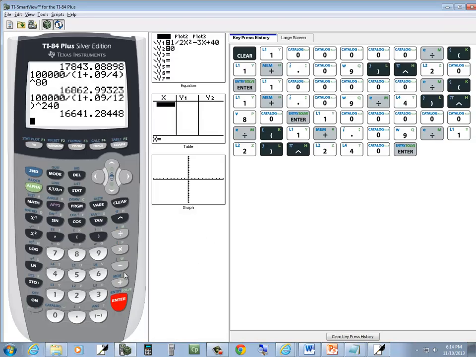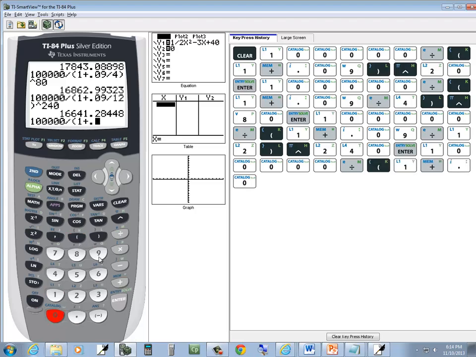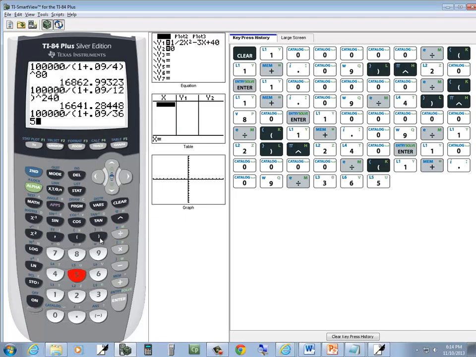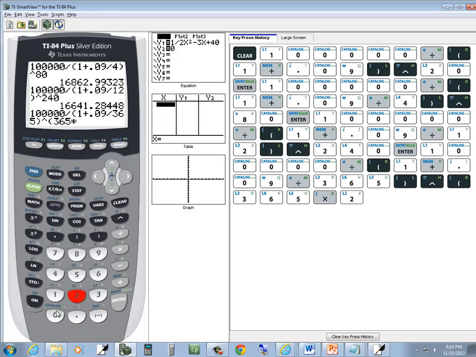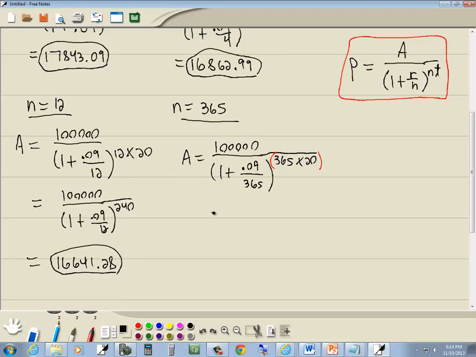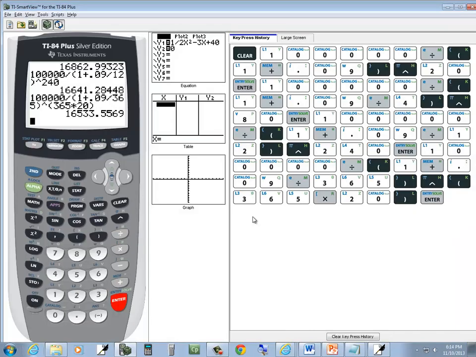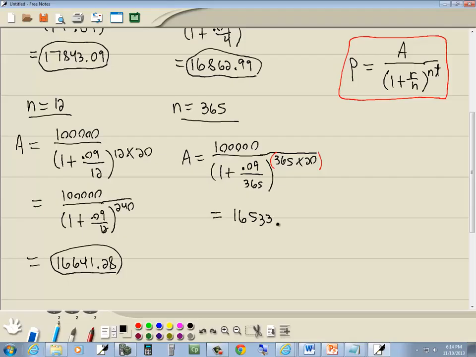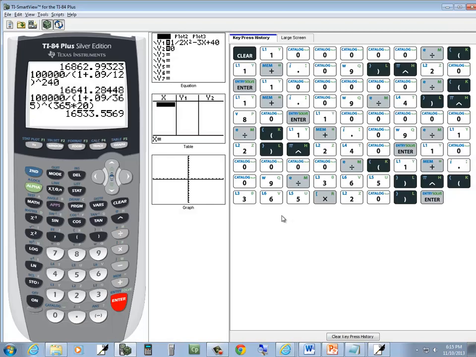Okay, so we got 100,000 divided by beginning parentheses 1 plus 0.09 divided by 365, close parentheses, caret, beginning parentheses, 365 times 20. And I'll put a closing parentheses there, and then press enter. And we get $16,533.56.